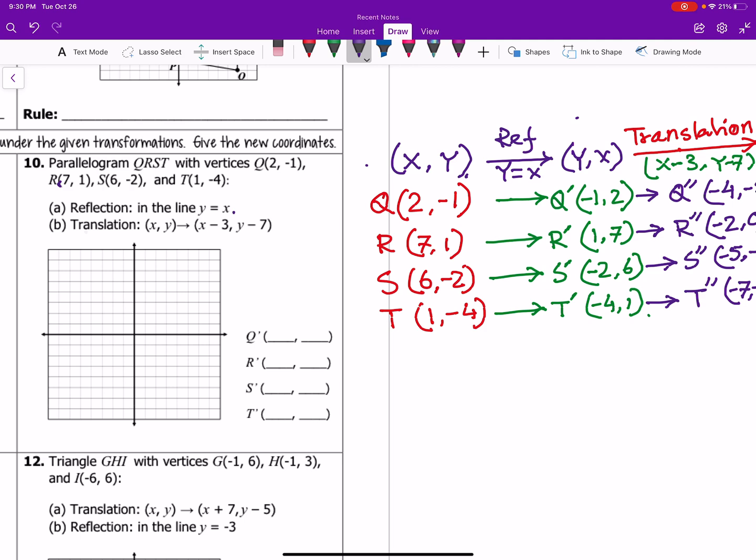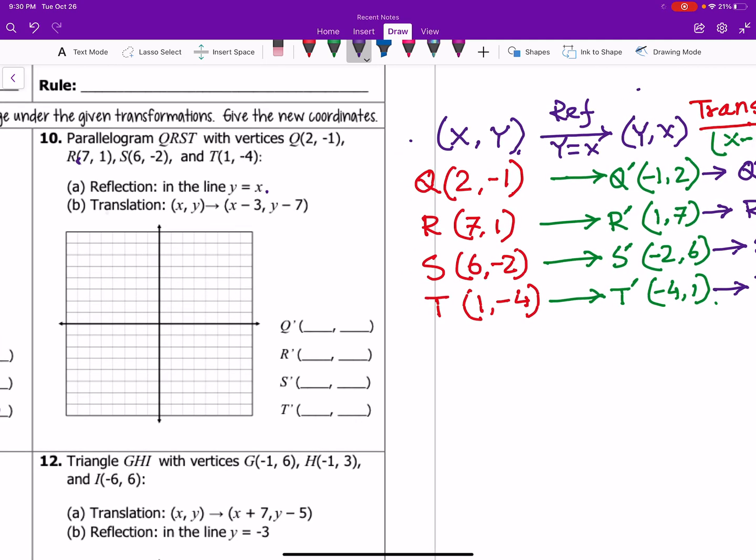Okay, so our Q is 2, negative 1. So x is 1, 2, and negative 1. So that's my, let me use red ink for that, Q. And then my R is x 7, y 1. So 1, 2, 3, 4, 5, 6, 7, and y is 1. So that's my R. And then my S is 6 and negative 2.